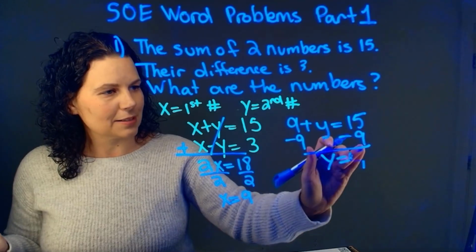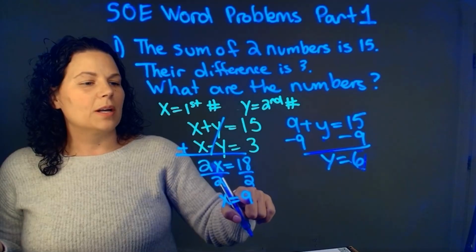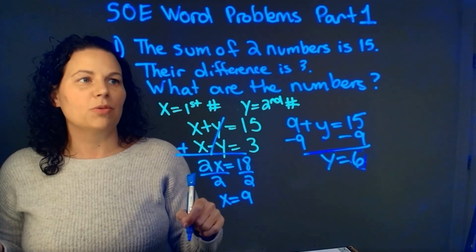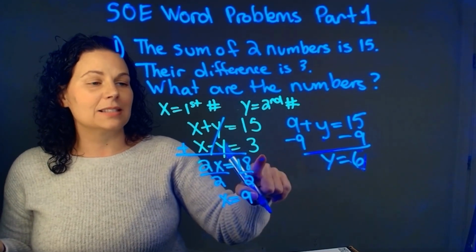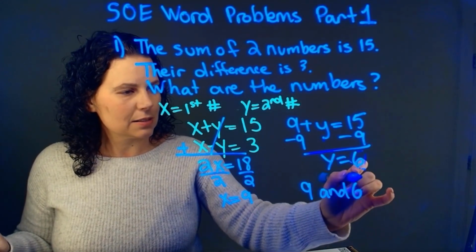That's not a 4. That's a 6. I subtracted wrong in my head. I got 6. So 9 plus 6 does give me 15. 9 minus 6 gives me 3. So those are my numbers, 9 and 6.